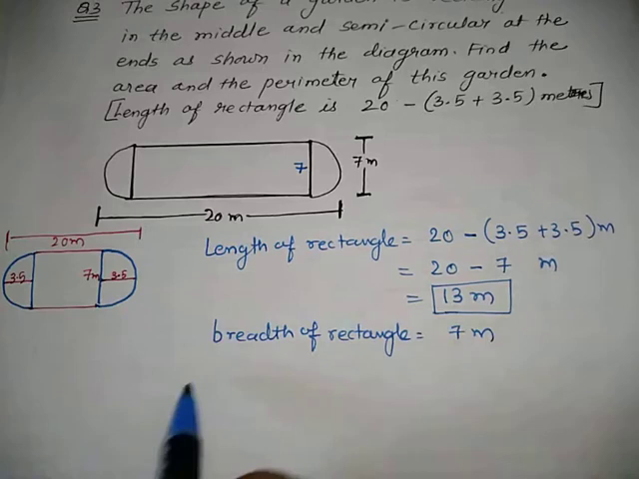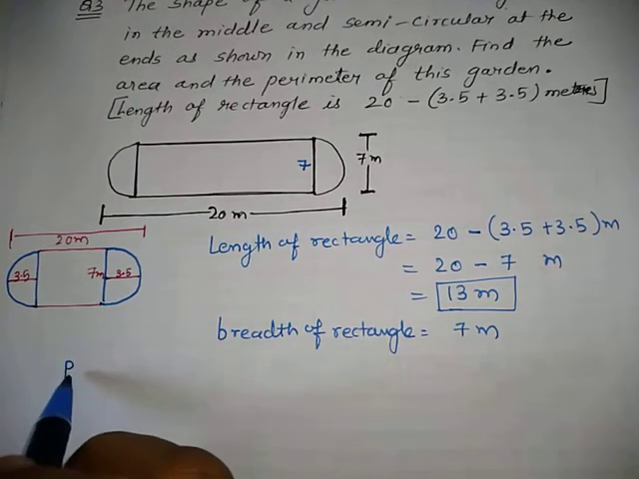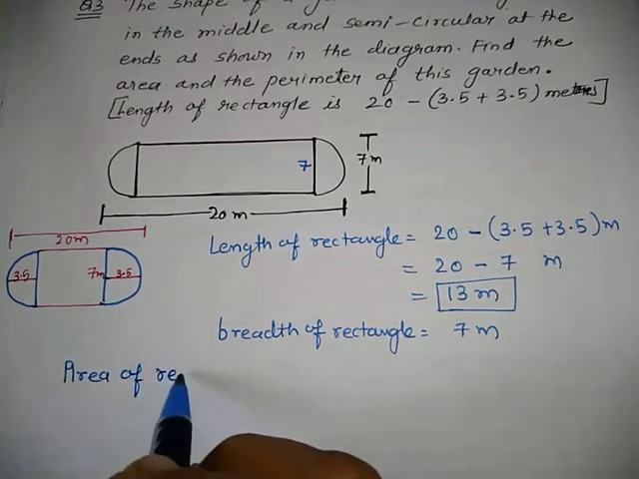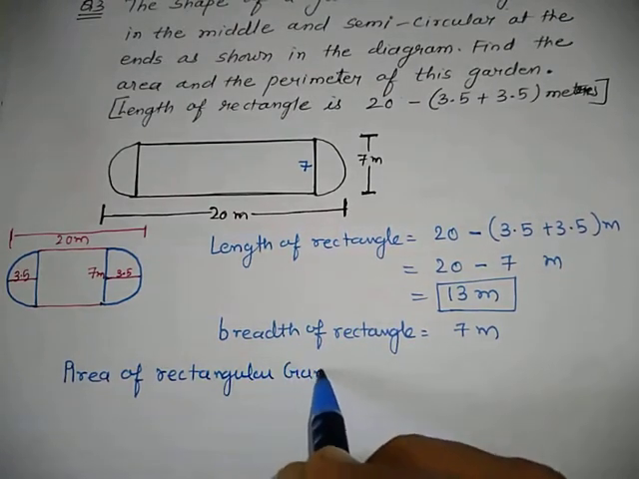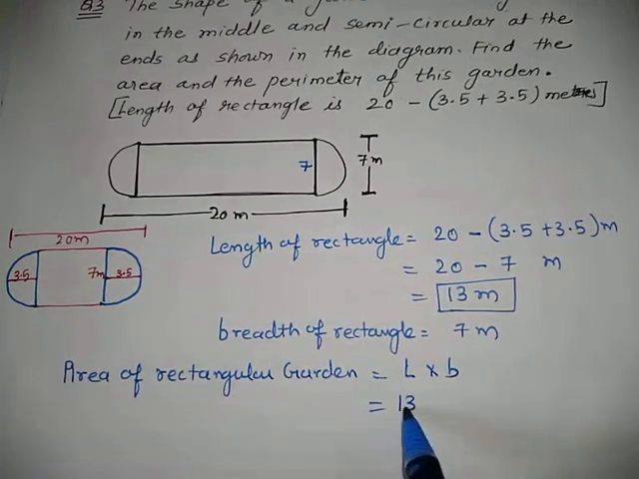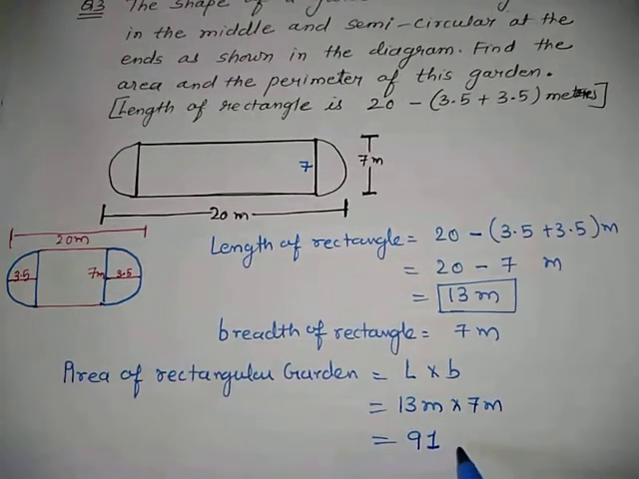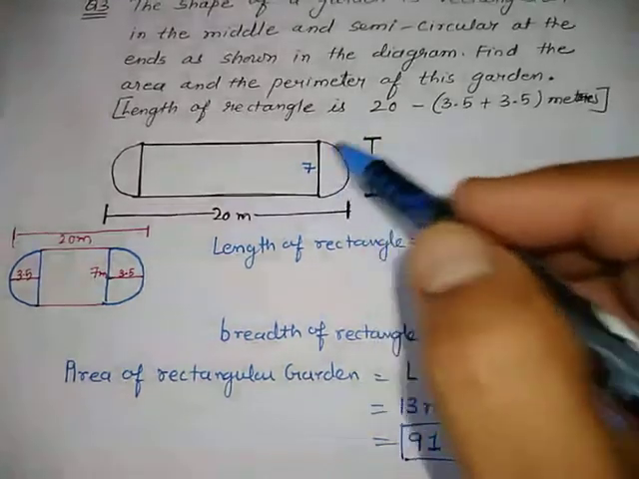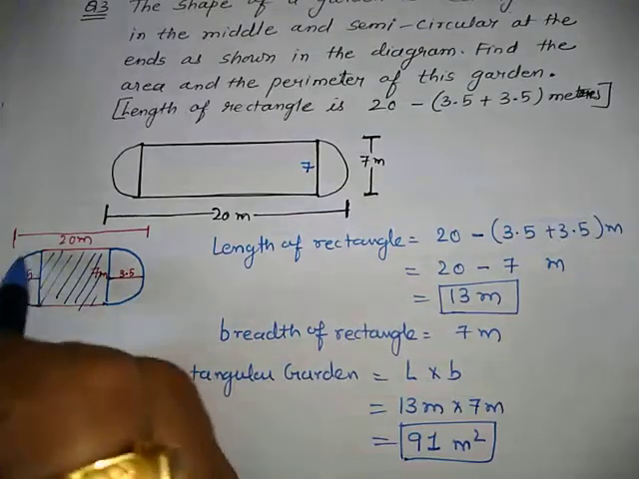So the area of the rectangular garden is equal to L into B. So 13 meters into 7 meters, so it will be 91 meter square. So now we have already completed this much. Now we want to find the area of these two sides.